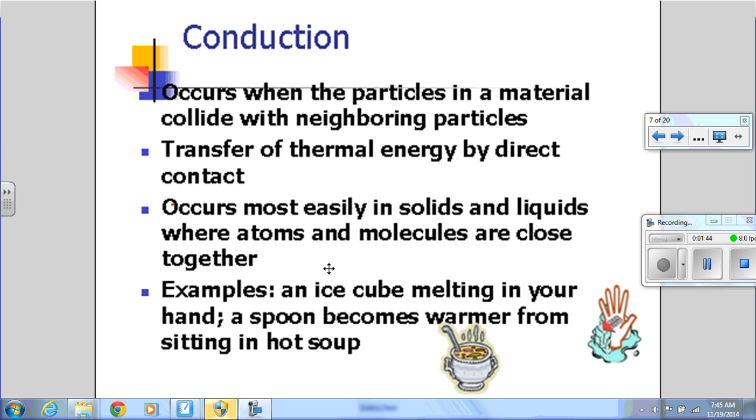An example of conduction would be if I'm holding an ice cube in my hand and it starts to melt. The heat would be transferred from my hand to the ice cube, causing it to start melting. That would be what we would call conduction. Or if you took a spoon and you put it in a warm cup of soup, and that spoon will eventually start to warm up, that's because of conduction. So conduction is when you have two objects that are in direct contact or touching each other and heat gets transferred.